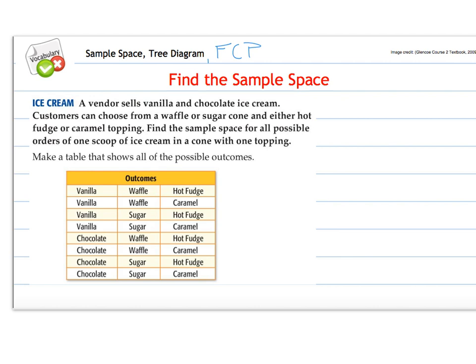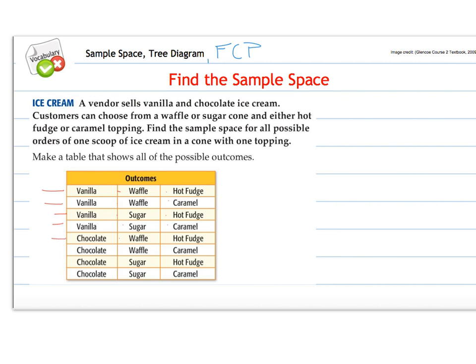So one way to do this is that you could make a table. So we could say that I'm going to get vanilla ice cream in a waffle cone with hot fudge. I'm going to get vanilla ice cream with a waffle cone but caramel instead. Vanilla, sugar cone, hot fudge, vanilla, sugar, caramel. So notice all of these are different outcomes.